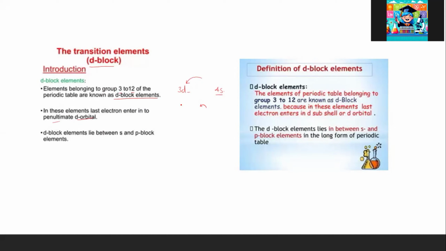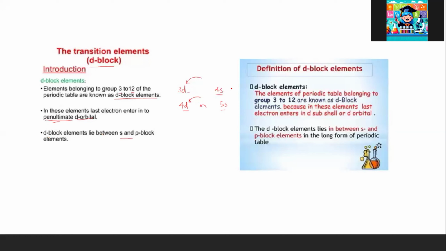And for 4D, the outermost orbital will be a 5s orbital, and in all these elements, the electrons are entering into the 4D orbitals. So that's how the electron filling is happening in the case of D block elements. So in the penultimate shell, that is one behind the valence shell, the D orbital is being filled. And the position is in between S and P block elements.